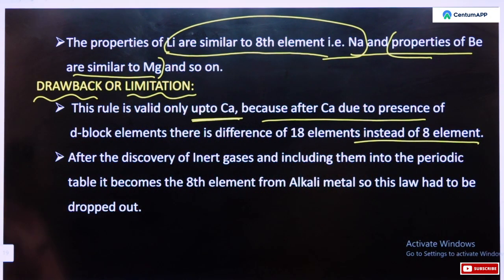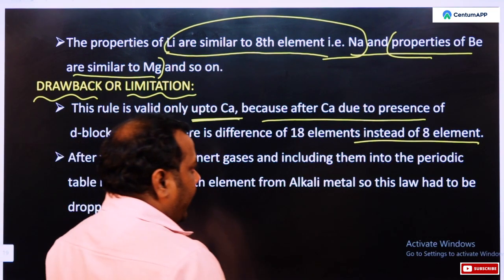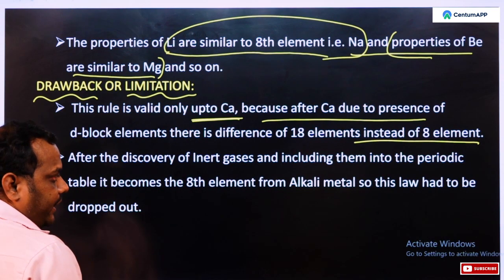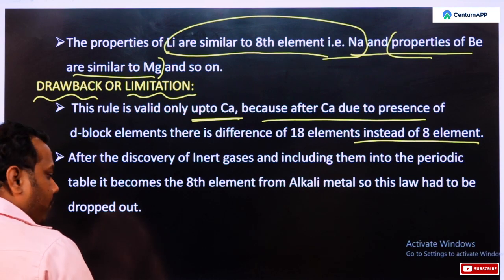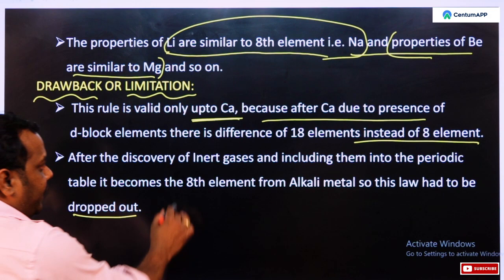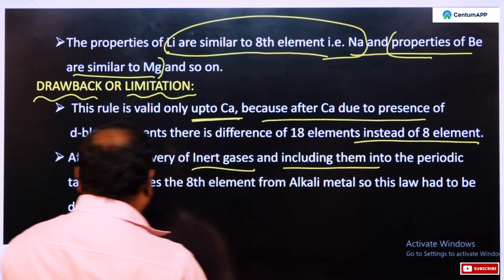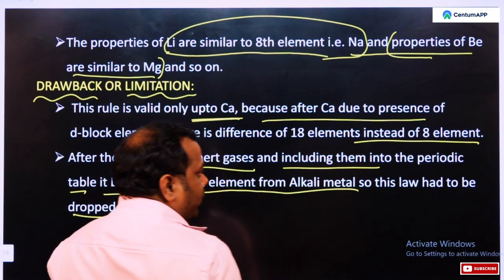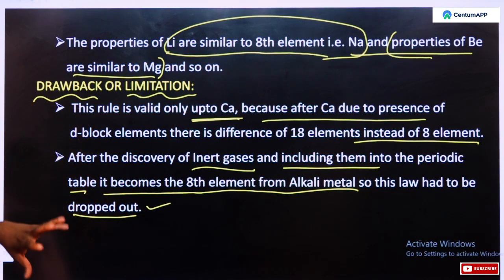D block elements enter. Next, after the discovery of inert gases and including them in the periodic table, it becomes the eighth element from the alkali metals. So this law had to be dropped. This law is dropped. These are the drawbacks. Very important point.